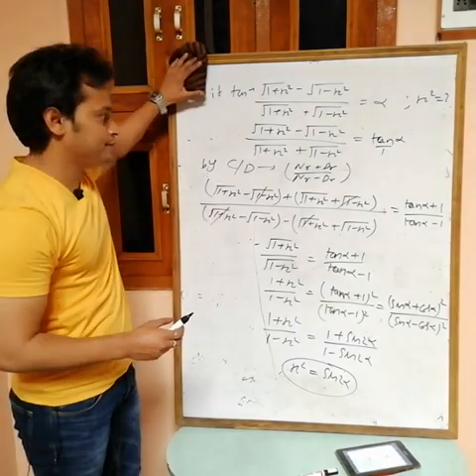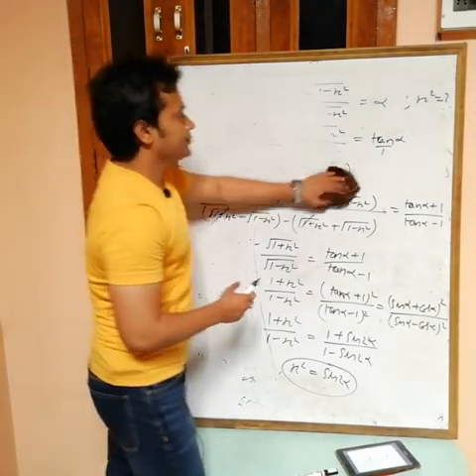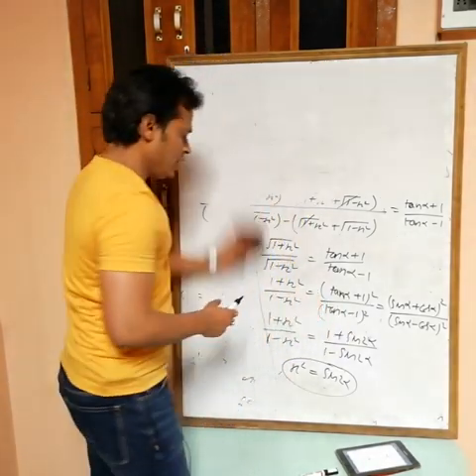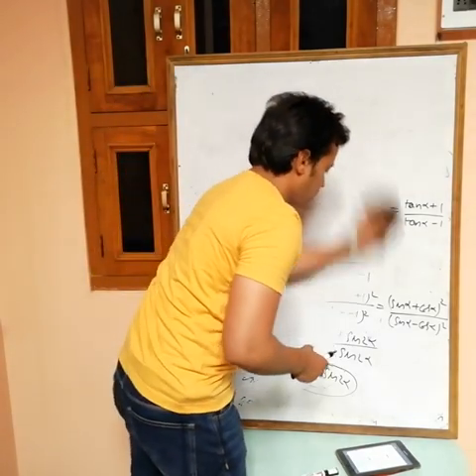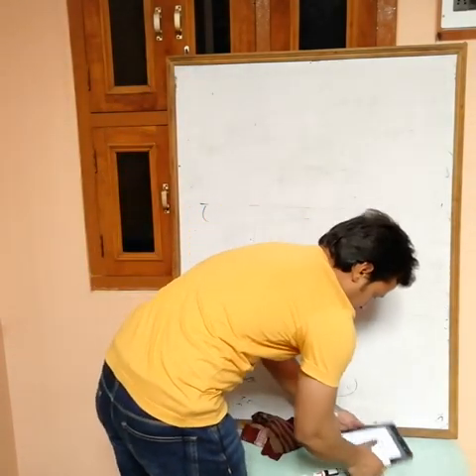Okay, write down: x square is equal to sin 2 alpha. Okay, now next question.